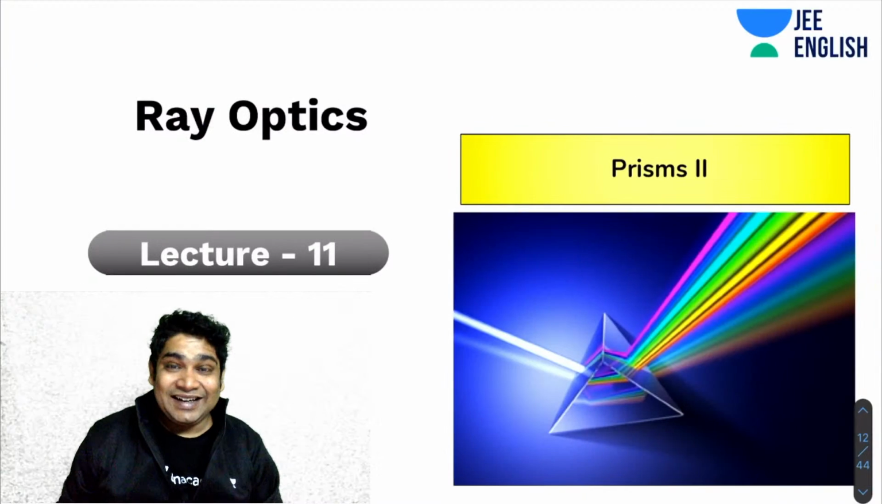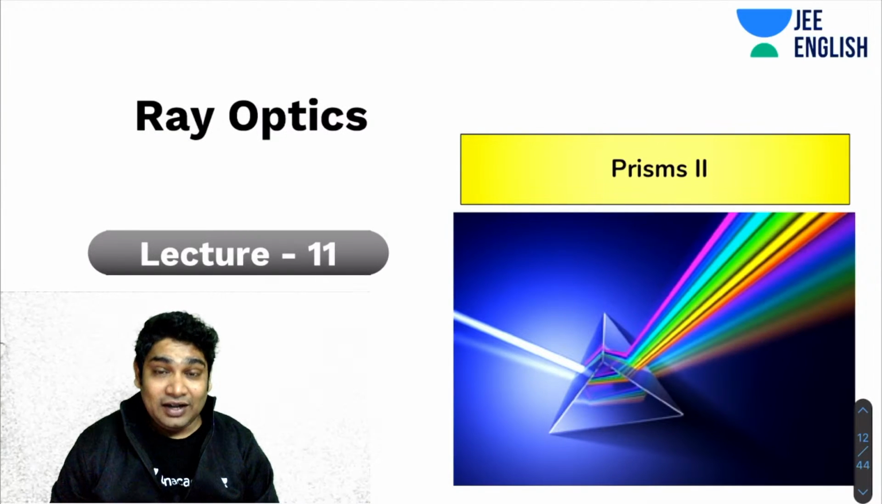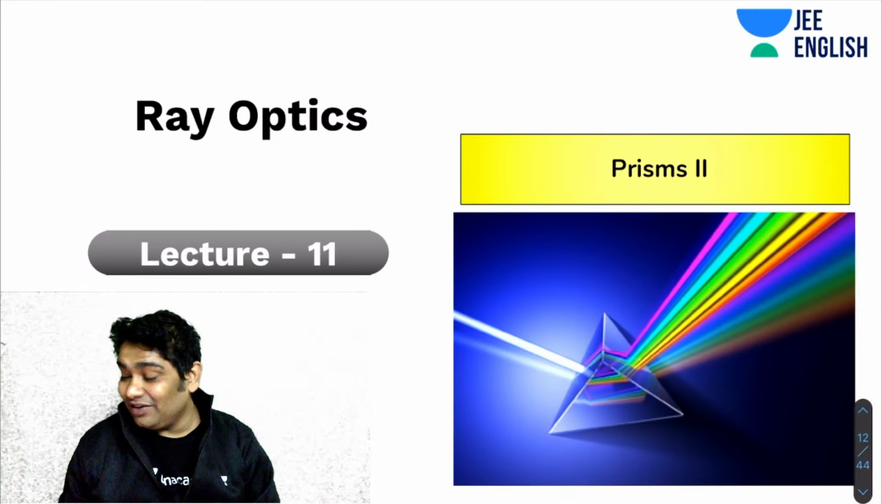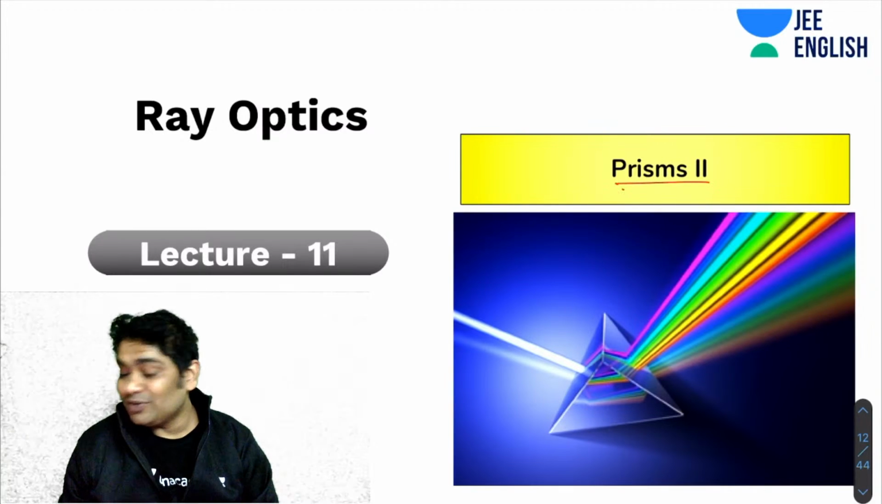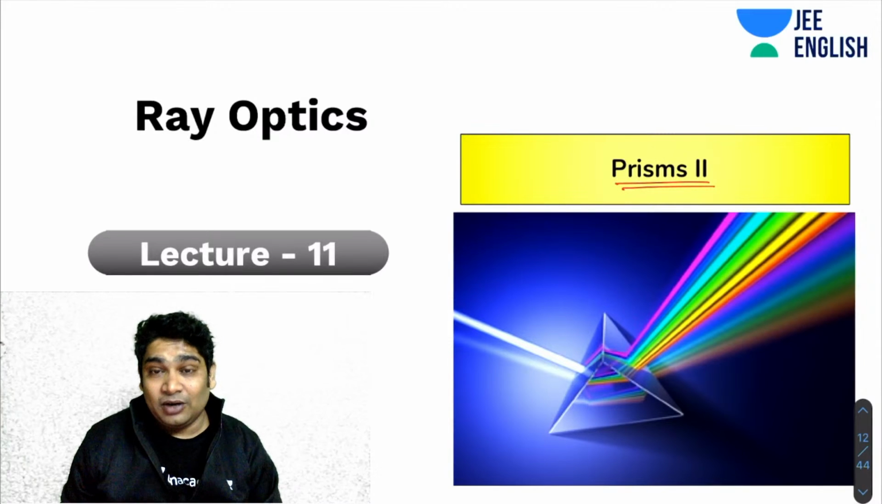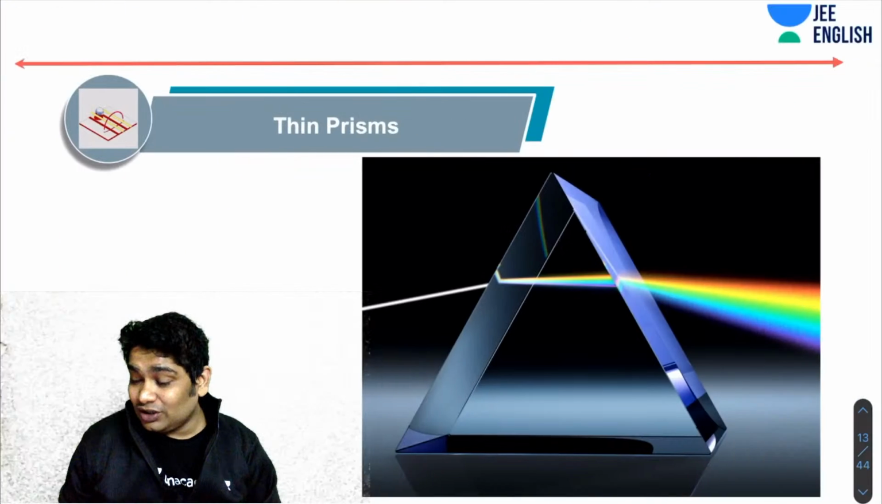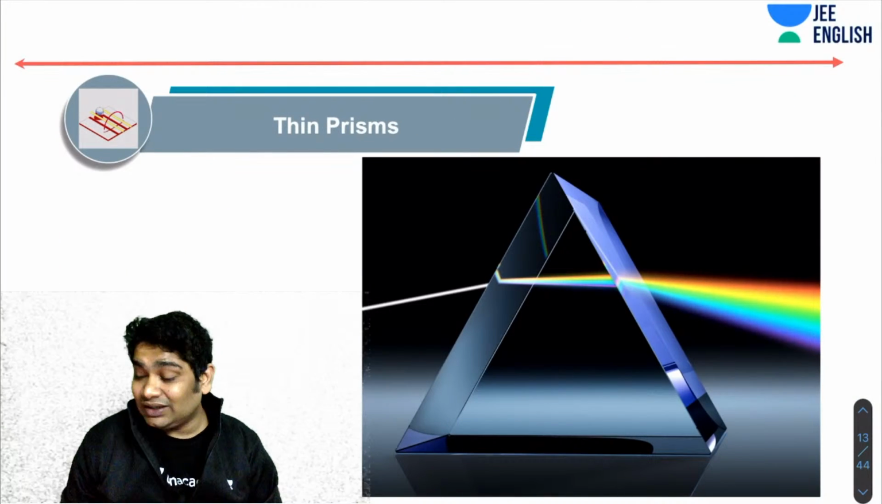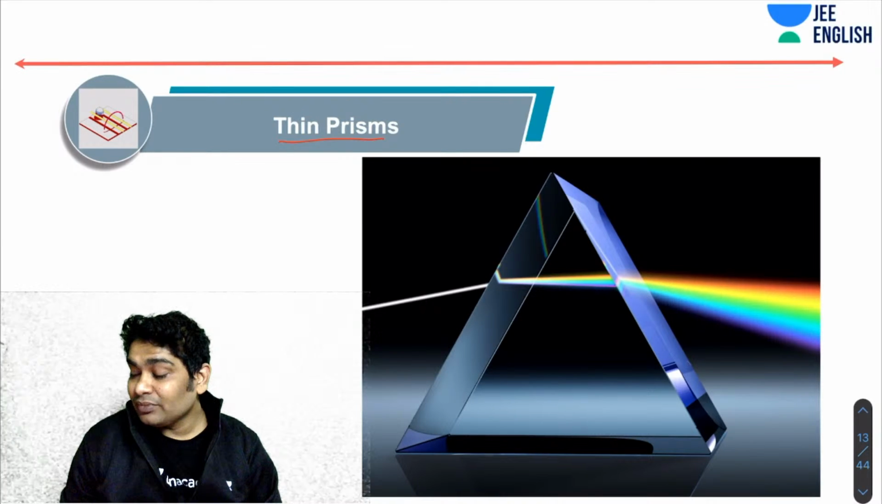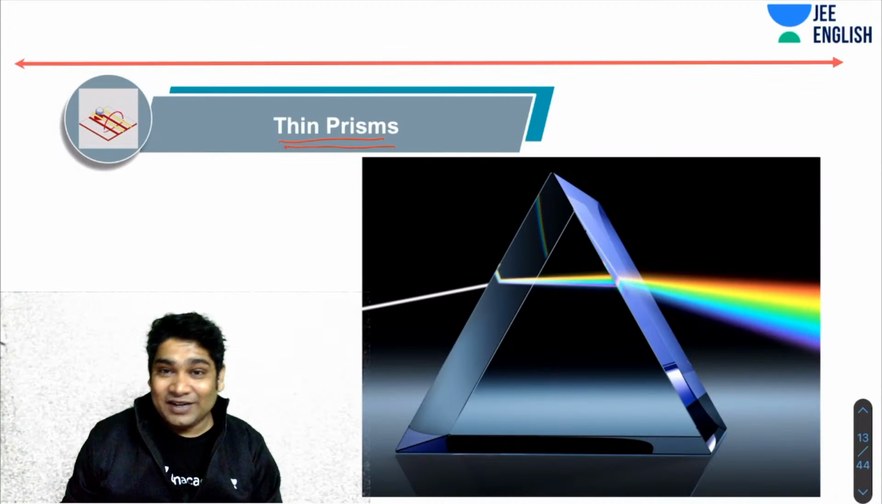All right, with that, let's get started with today's discussion. As I said, this is lecture number 11 of ray optics, and today we'll be talking about prisms, part 2. In the last class, we talked about prisms and discussed the deviations produced by prisms, how the minimum deviation is produced, and so forth. Today we'll be focusing more on thin prisms. So why don't we get started?